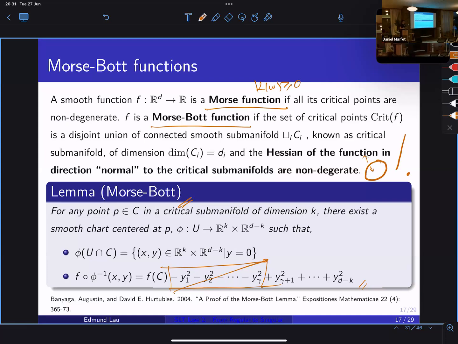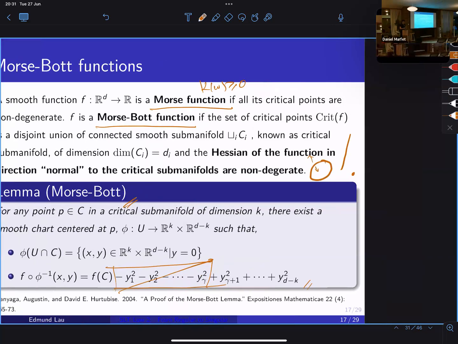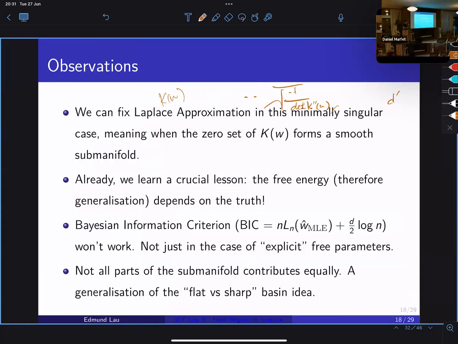Are we going to care ever about the global properties of the C sub i's? Or do we only care about them locally, that they're this dimension and that's it? We care about them locally, right? Why do we care about them locally? Because we care about the partition function integral.